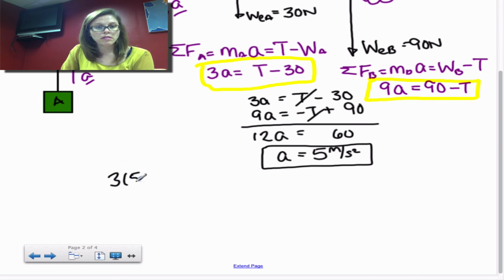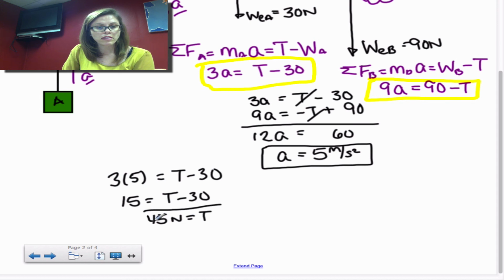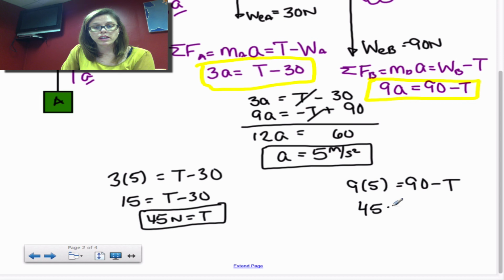So 3 times 5 is equal to T minus 30. So 15 is equal to T minus 30. So 15 newtons is equal to T. 45, excuse me. 45 newtons is equal to T. Let's try this side. 9 times 5 is equal to 90 minus T. 45 equals 90 minus T. 45 newtons is equal to the tension.